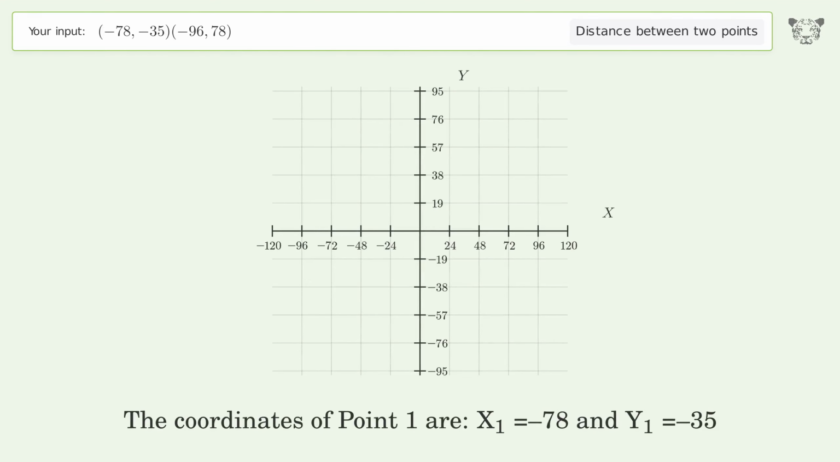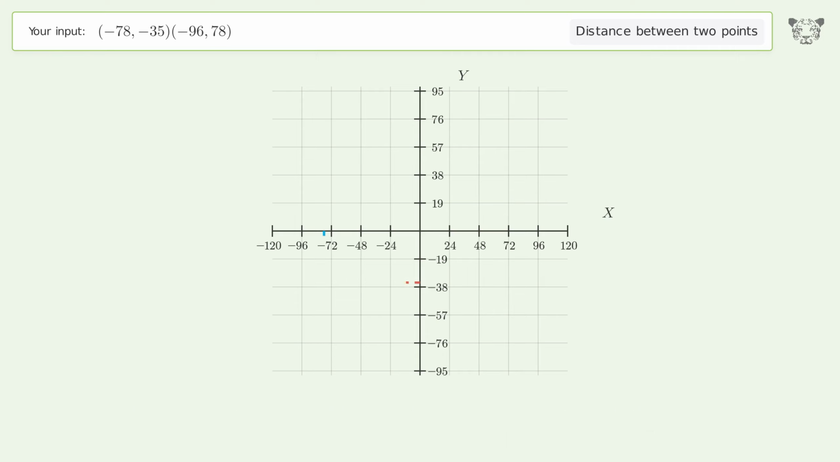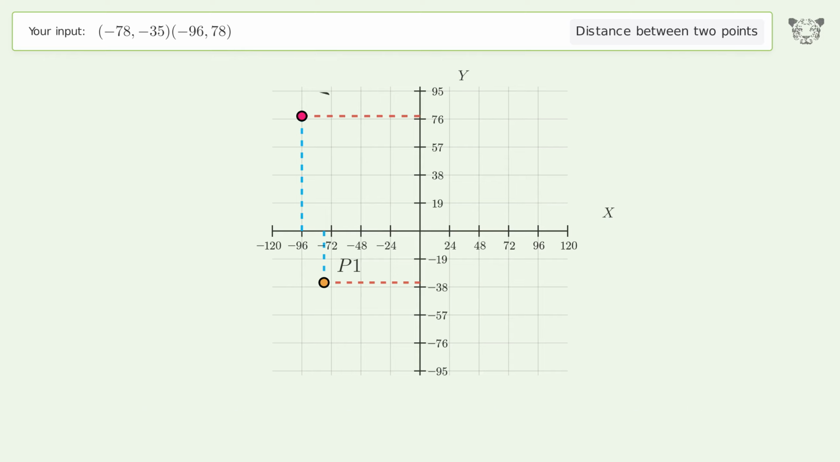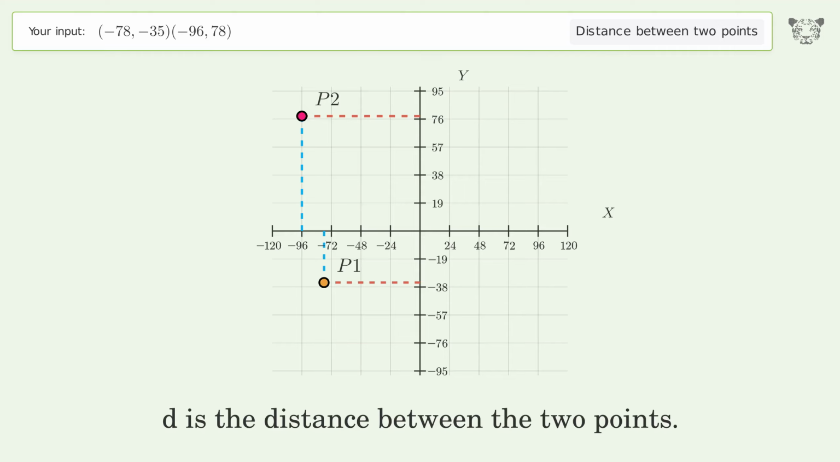The coordinates of point 1 are, x1 equals -78 and y1 equals -35. The coordinates of point 2 are, x2 equals -96 and y2 equals 78. D is the distance between the 2 points.